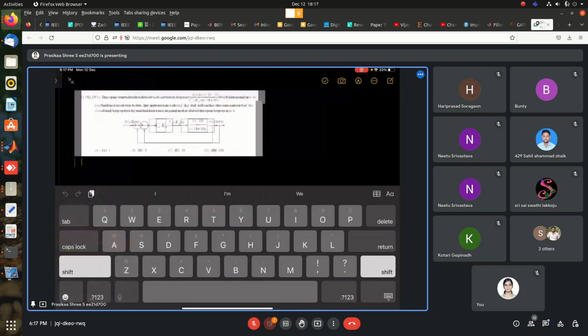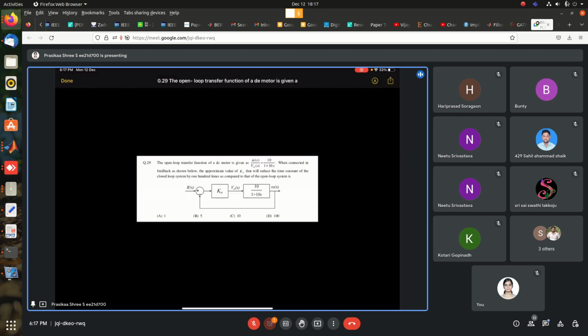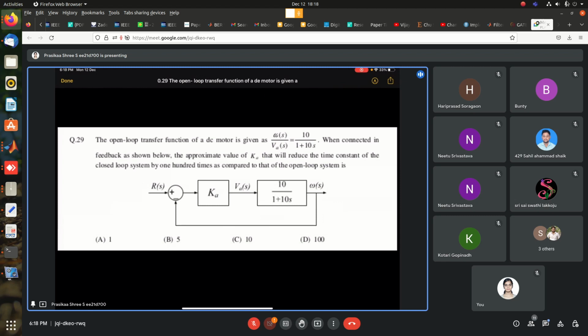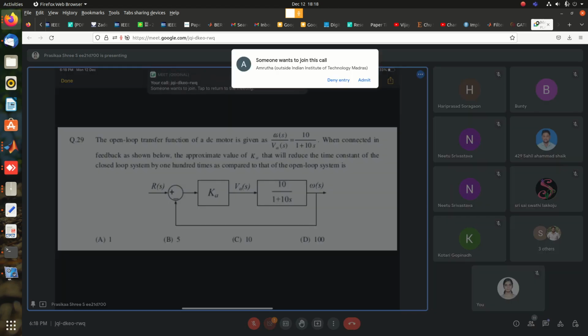Okay, this is a control system question. The open loop transfer function of a DC motor is given by, this is the output of the DC motor and VA of S is the input of the DC motor. The open loop transfer function is given as 10 by 1 plus 10s. When connected in feedback as shown below, the approximate value of Ka that will reduce the time constant of the closed loop system by 100 times as compared to the open loop system is. So we need to find the value of Ka such that the time constant of the closed loop system is reduced 100 times as compared to the open loop system. This is one of the GATE questions on control systems, I guess 2013 GATE. Try solving this question.